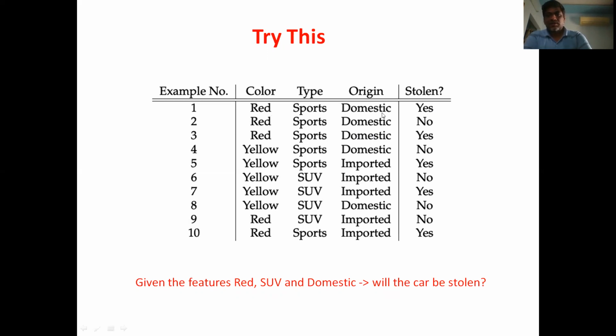So this problem is similar to the previous problem that we solved. Given these input samples, you are required to predict for the given features: Red SUV and domestic. It is not available here. Red SUV and domestic. Will the car be stolen? You need to answer it with either yes or no. So calculate this from the given input samples. Okay, so practice this problem and come up with the solution. If anybody is not able to answer this, you can contact me over phone.